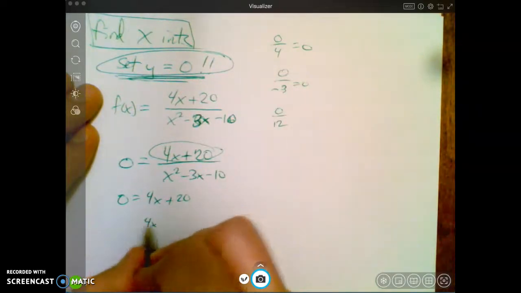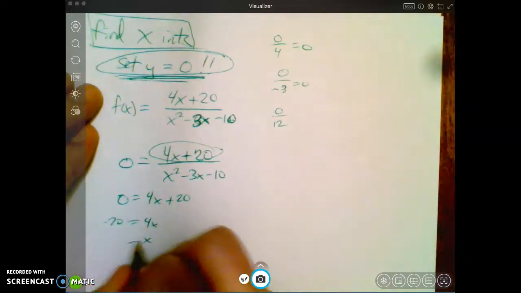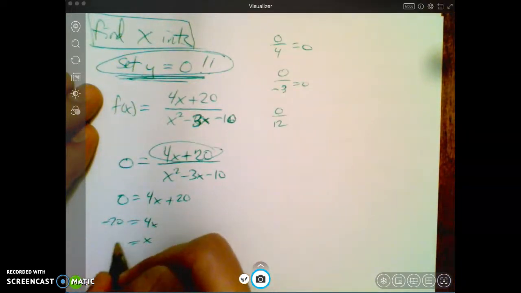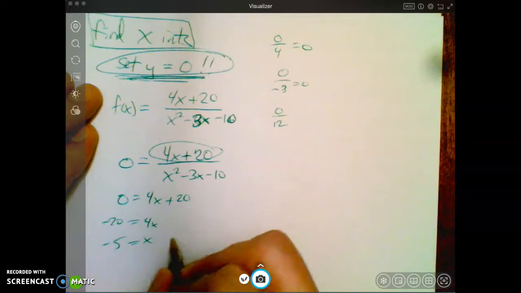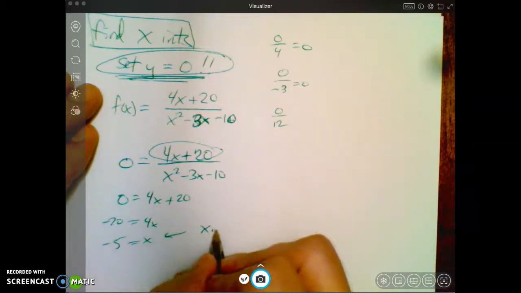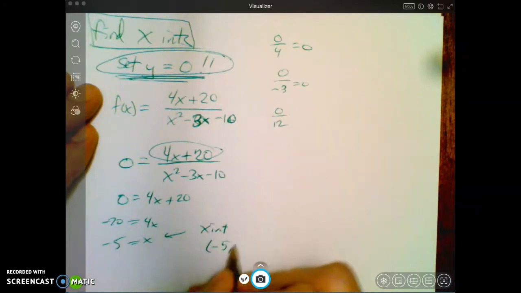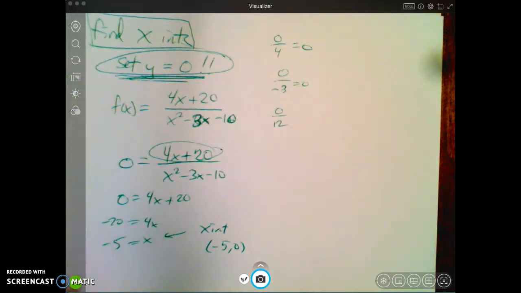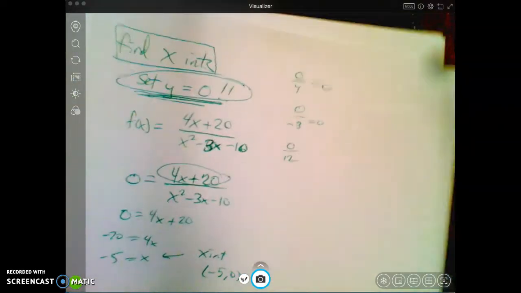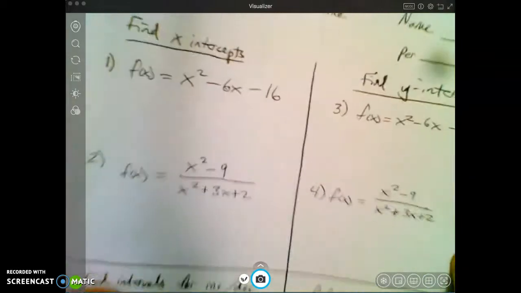So 4x equals negative 20, and divide both sides by 4, negative 5. So your x-intercept is at negative 5, 0. Okay, so that's how you can do one of those problems there. Wanted to show you the weird one.